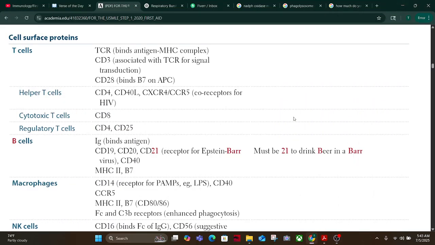So LPS is a component of the outer membrane of gram-negative bacteria. Gram-positive bacteria have something known as lipoteichoic acids, but that is something else. We're only talking about gram-negative bacteria here when we talk about LPS, which is lipopolysaccharide. It's on the outer membrane of the gram-negative bacteria.